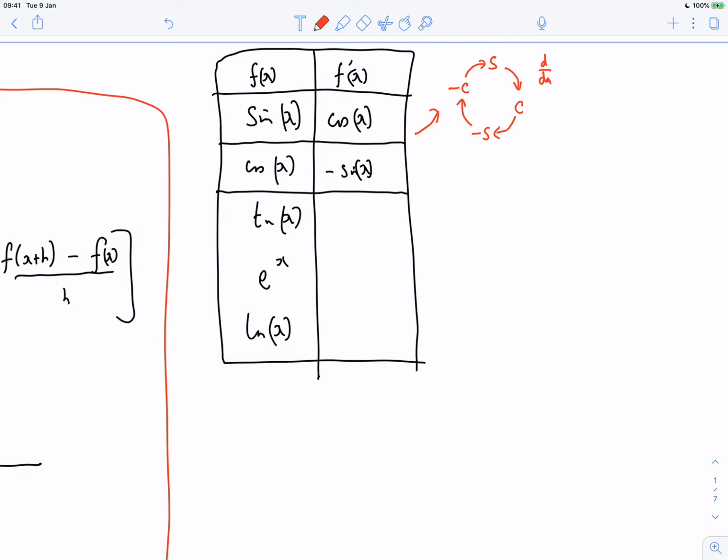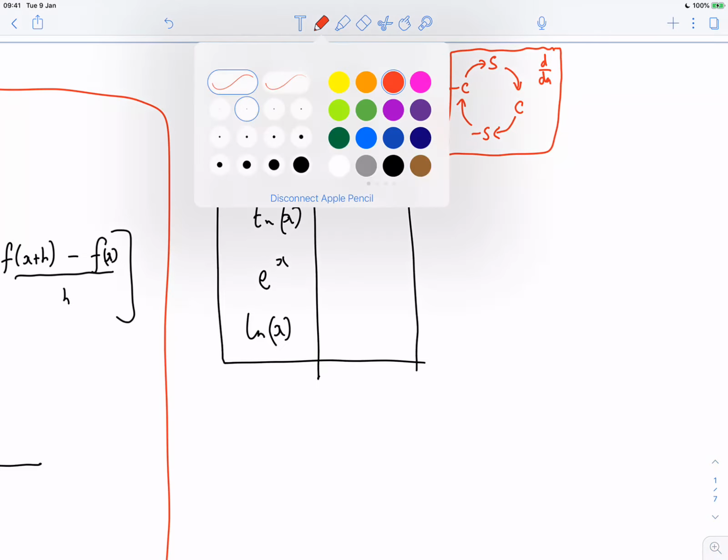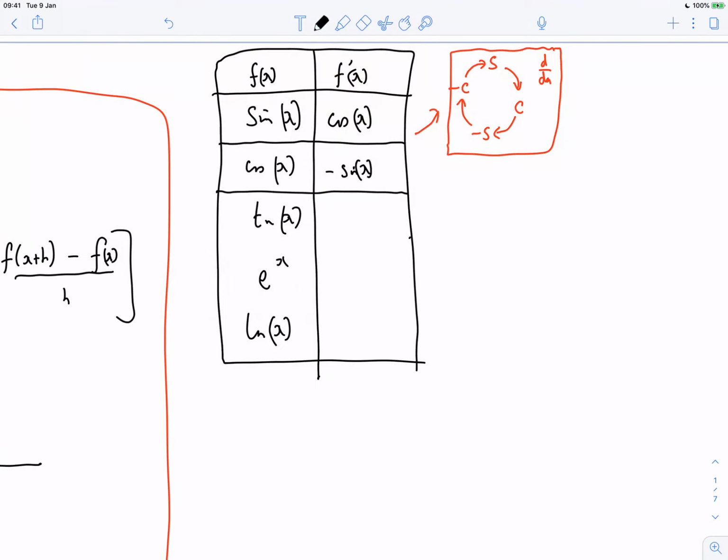And by the way, if you reverse the process, i.e. go backwards around the circle, then indeed you've got something useful for integration as well. You don't have to memorize it that way, but I feel it's somewhat helpful. Tan of x is an interesting one because that actually differentiates to 1 over cosine squared of x, or as we'll see later in the trig chapters, secant squared of x, or sec squared x.